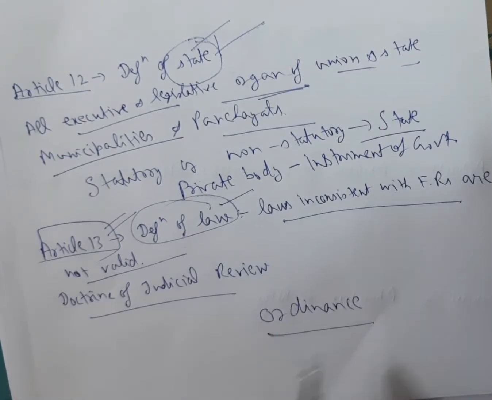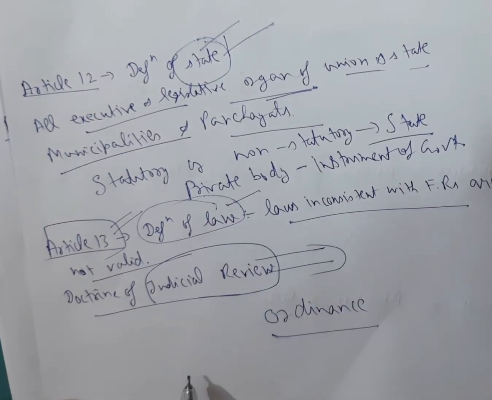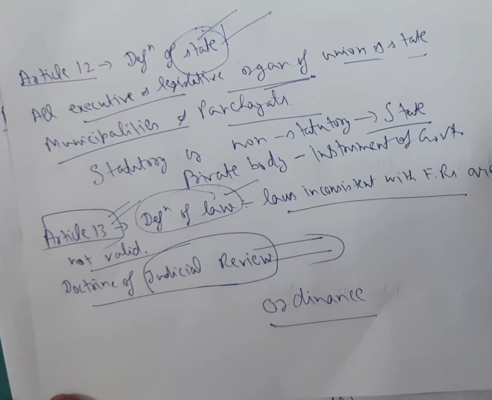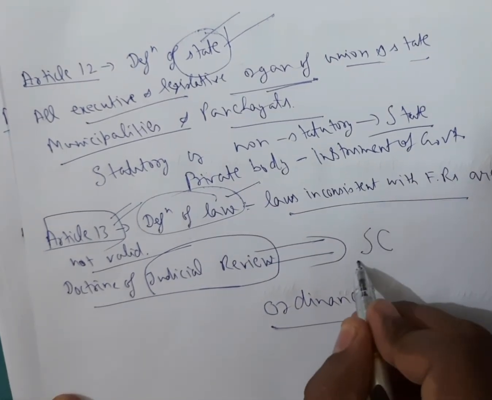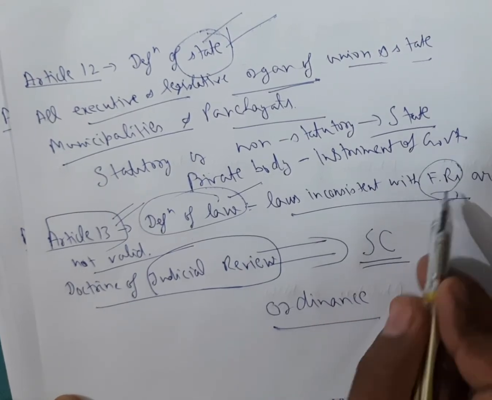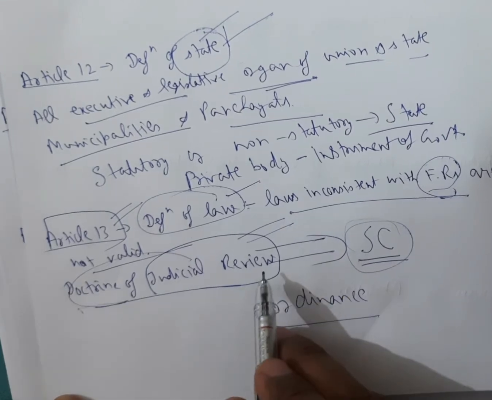state governor as well. Out of this, the concept of judicial review comes out, and judicial review is the thing that the Supreme Court can use to check the validity of any law, whether it is consistent with fundamental rights or not. The Supreme Court will decide it on the basis of the doctrine of judicial review.